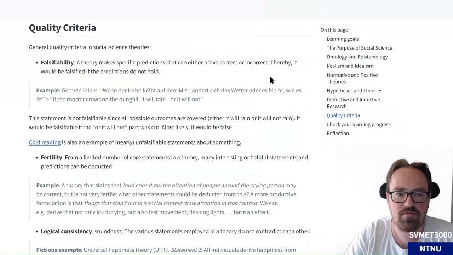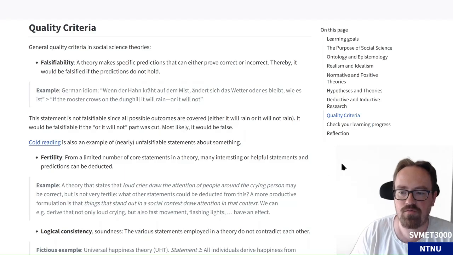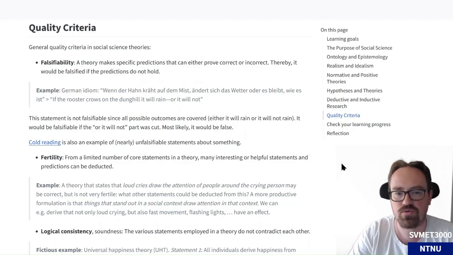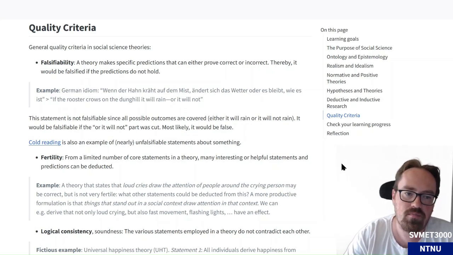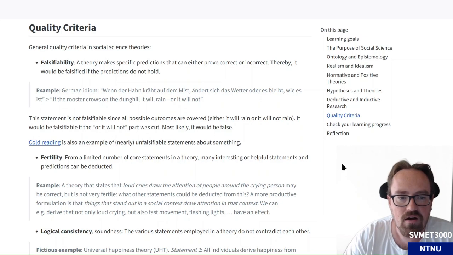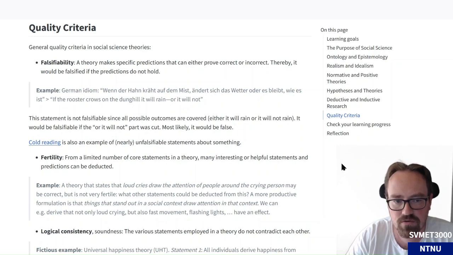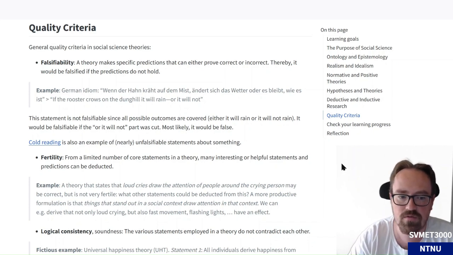Finally, let's delve into quality criteria for theories in the social sciences based on epistemological concepts. There are four core quality criteria that can be applied to social science theories generally. There might be additional criteria you can use in specific contexts or in specific theories, but these four are general.